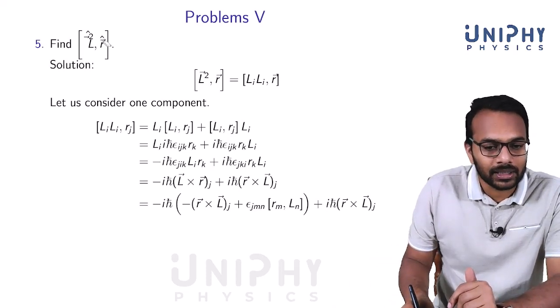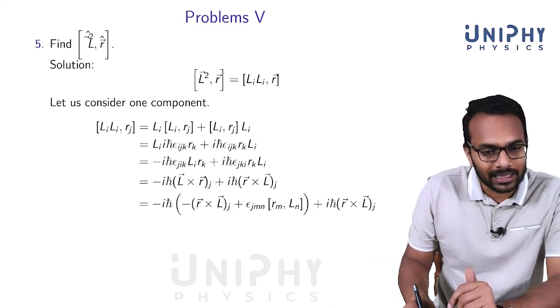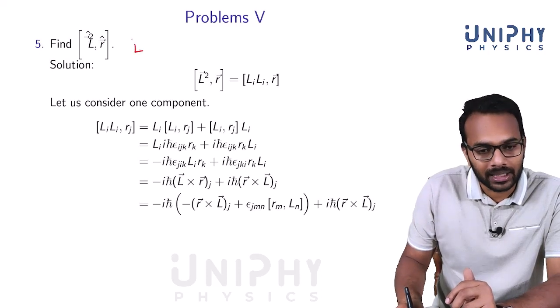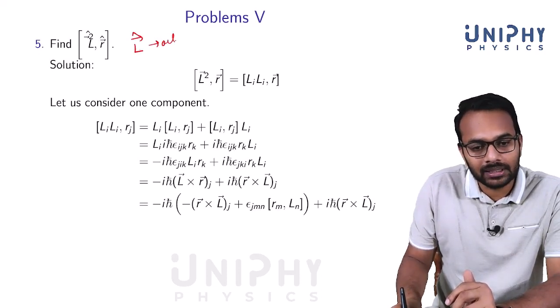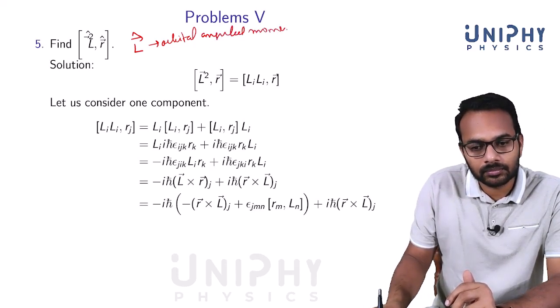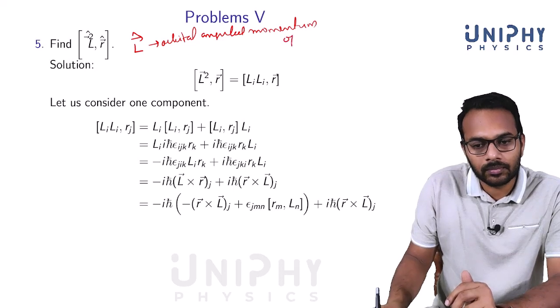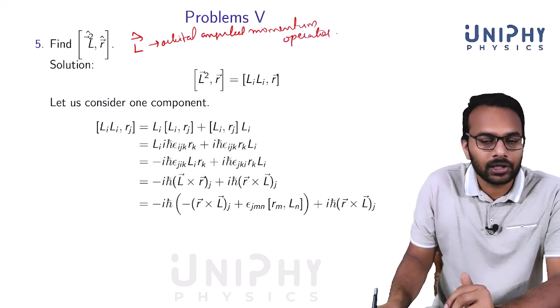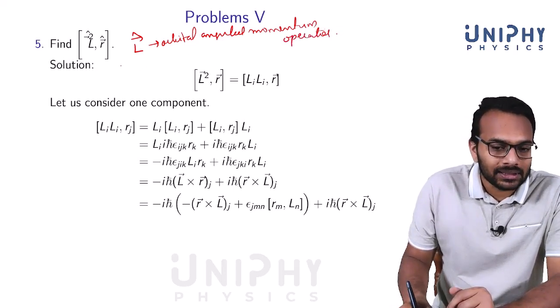Find L square with R. L is the orbital angular momentum operator. So orbital angular momentum operator. All right. Now, what's the specialty of this L?